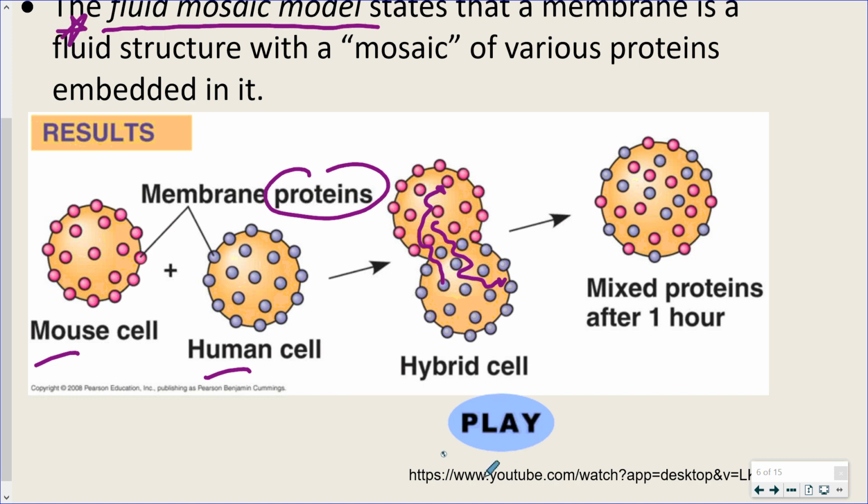I do have a video if you want to stop and take a look at this. The URL that we see here, you can take a look at that, and it shows you the fluid nature of the membrane and how things are able to move around.